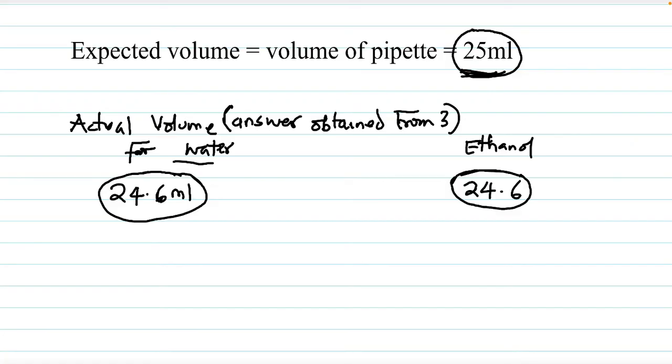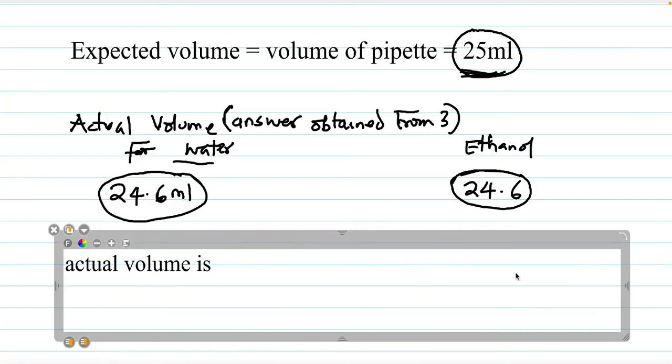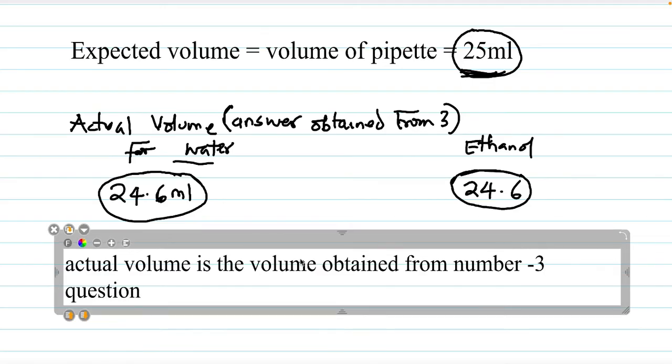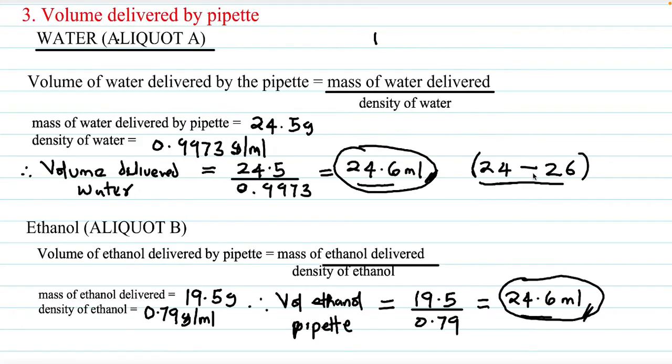So therefore, actual volume is the volume obtained from number 3 question, right? So that is the actual volume. For water we got 24.6 mL. For ethanol we also got 24.6 mL. Remember I said the range of this value is always 24 to 26. So yours does not have to be 24.6. Yours can be 24, 24.5, 25.0, and the rest of them.